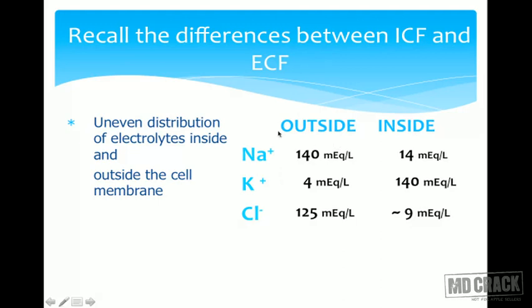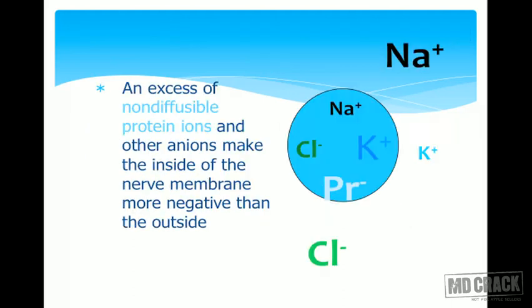How much is the concentration of sodium outside? The concentration of sodium outside is 140 milliequivalent per liter, whereas inside it is just 14 milliequivalent per liter. The concentration of potassium is much more inside, whereas outside it is less. The concentration of chloride, which generally goes along with sodium, is more outside, 125 milliequivalent, but inside it is less, 9 milliequivalent. Proteins will be there more inside the cell compared to the outside.